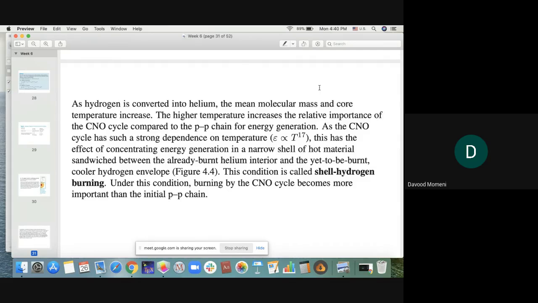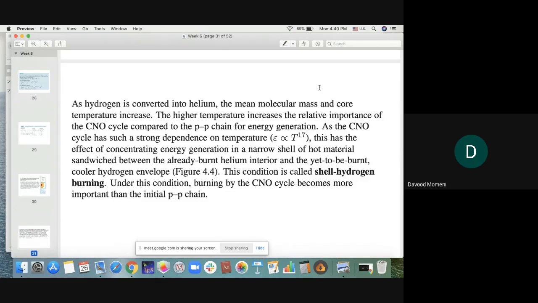So why did the CNO cycles happen? Because among the two processes, CNO and the pp chain, the CNO is very much dependent on the temperature. For the CNO cycles, the energy is proportional to the power 17 of temperature. And this gives a huge amount of energy if the temperature is increased. It will also affect the energy generation.